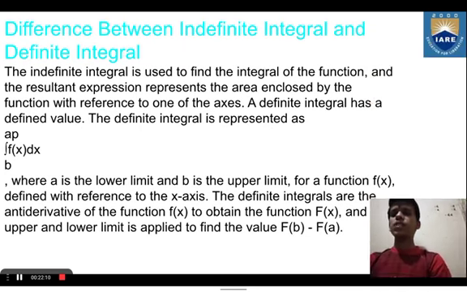Now, what is the difference between indefinite integrals and definite integrals? The indefinite integral is used to find the integral of the function, and the resultant expression represents the area enclosed by the function with reference to one of the axes. A definite integral has a definite value. The definite integral is represented as, we have already seen, integration of a to b f of x dx. So it has a lower limit and upper limit, whereas indefinite integral does not have any limit. It will be the general integration.